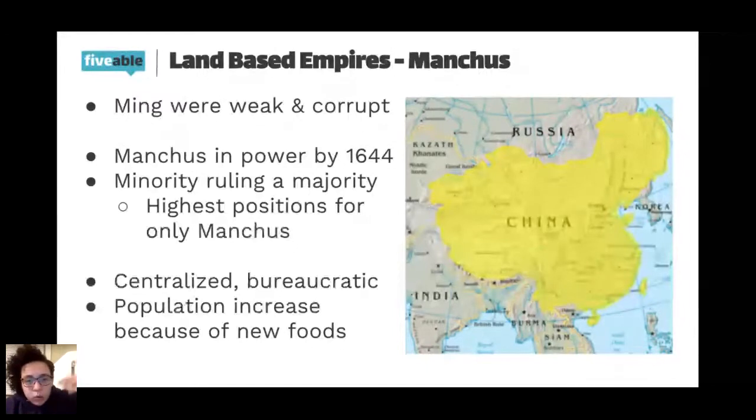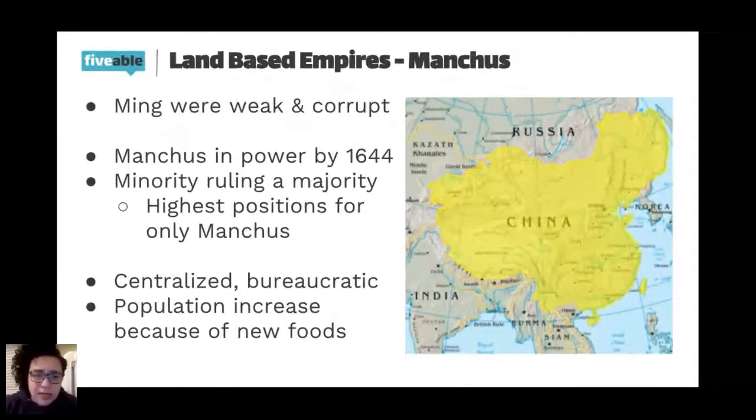We're looking at land and sea empires and how they maintain power. So know how each one came to power, how they ruled, and then what was their impact, right? Like, so what? They existed. So what? Stick with those two things.